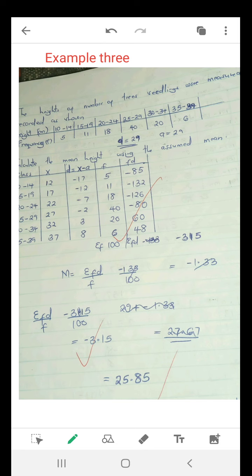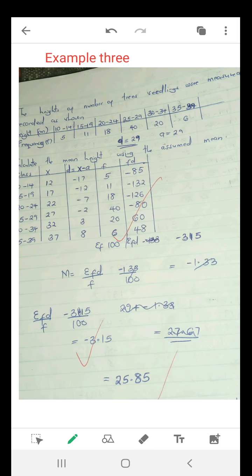Then the second class is 15 to 19. 15 plus 19 is 34. Then 34 divided by 2, I get 17. So 17 is my next x. Then 20 plus 24 is 44. 44 divided by 2 is 22. 22 is my value of x there, my midpoint.